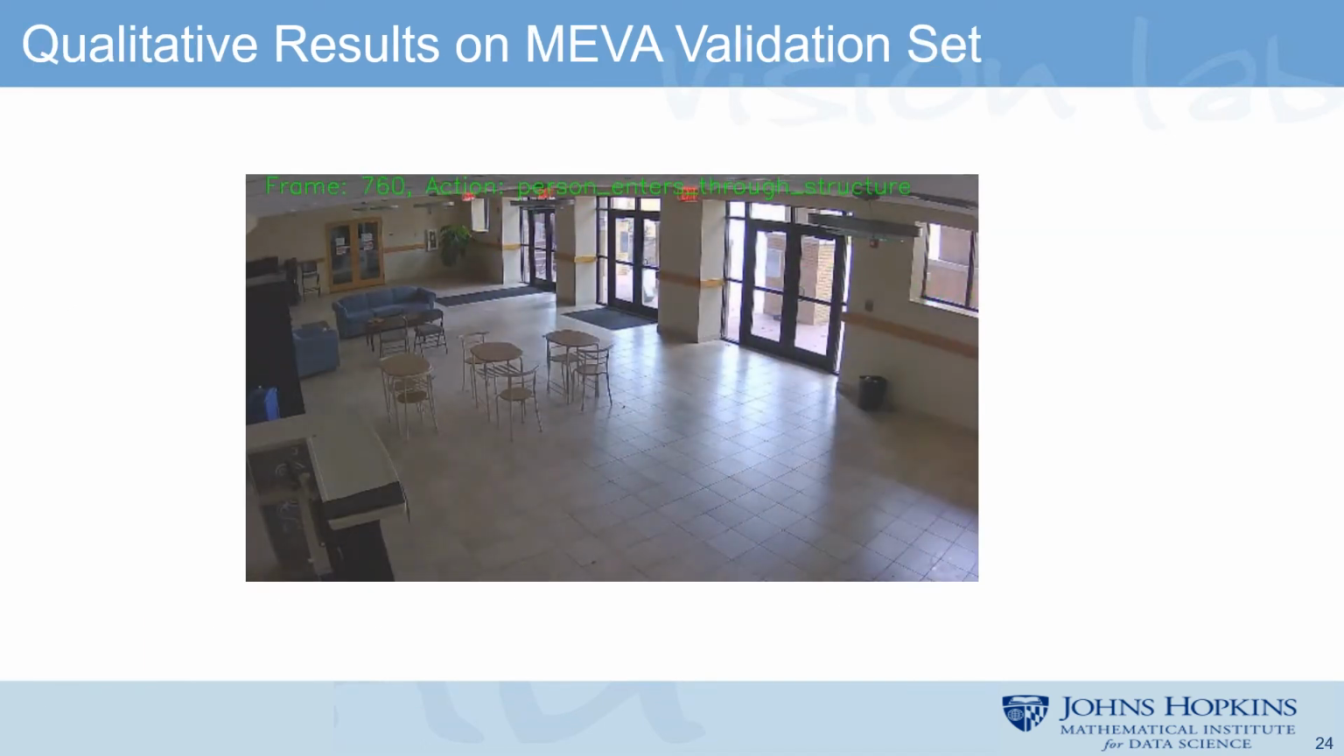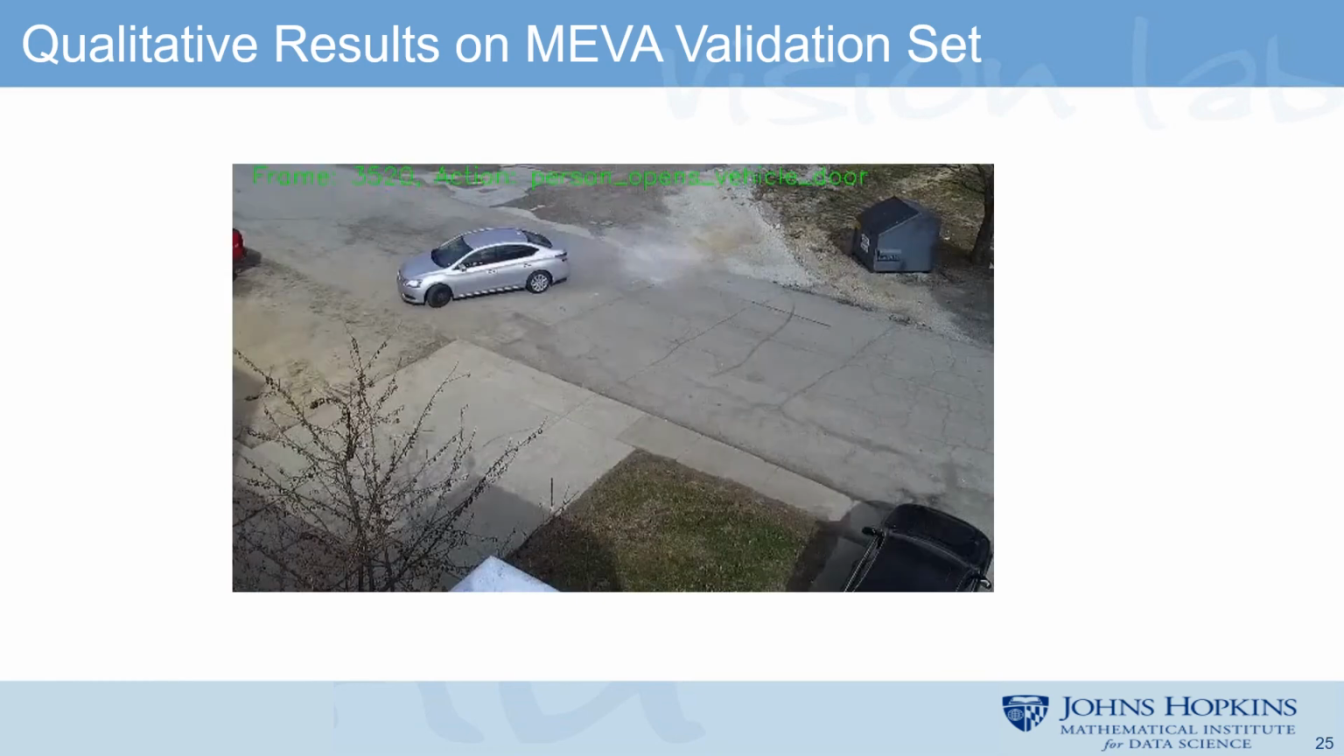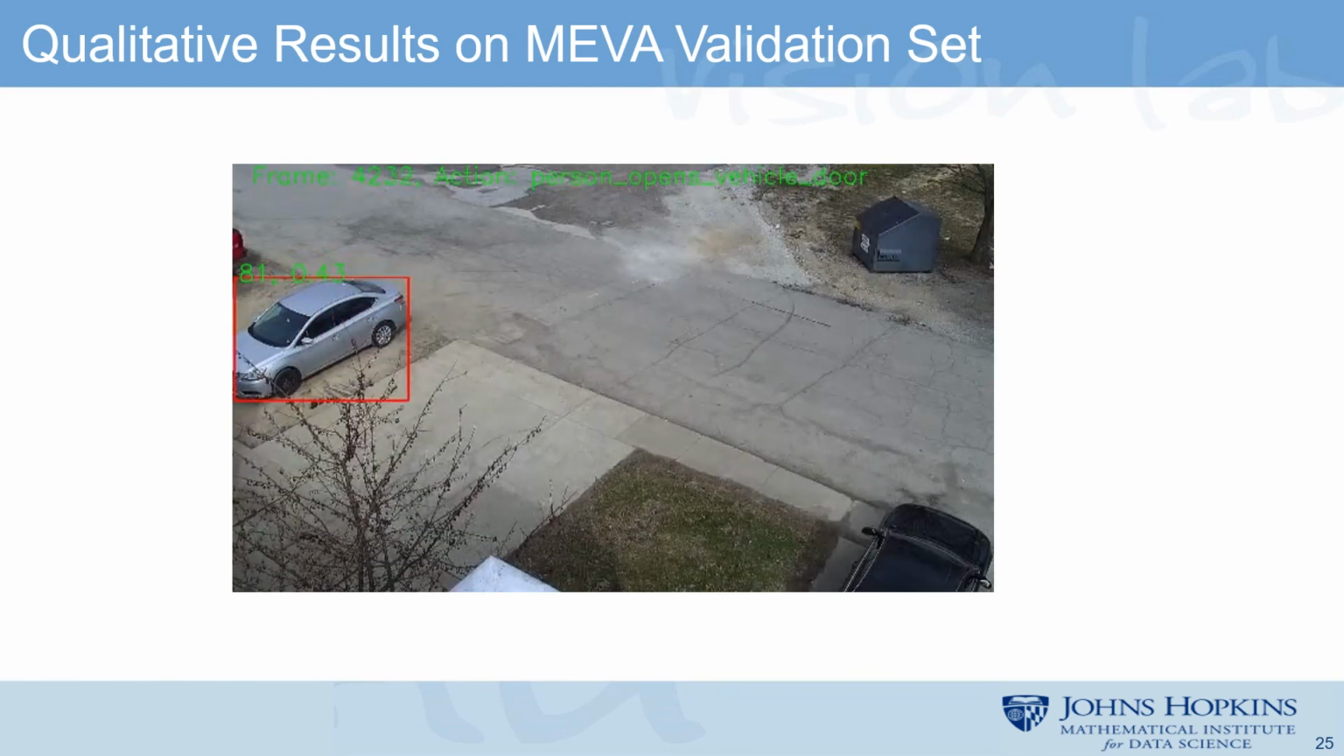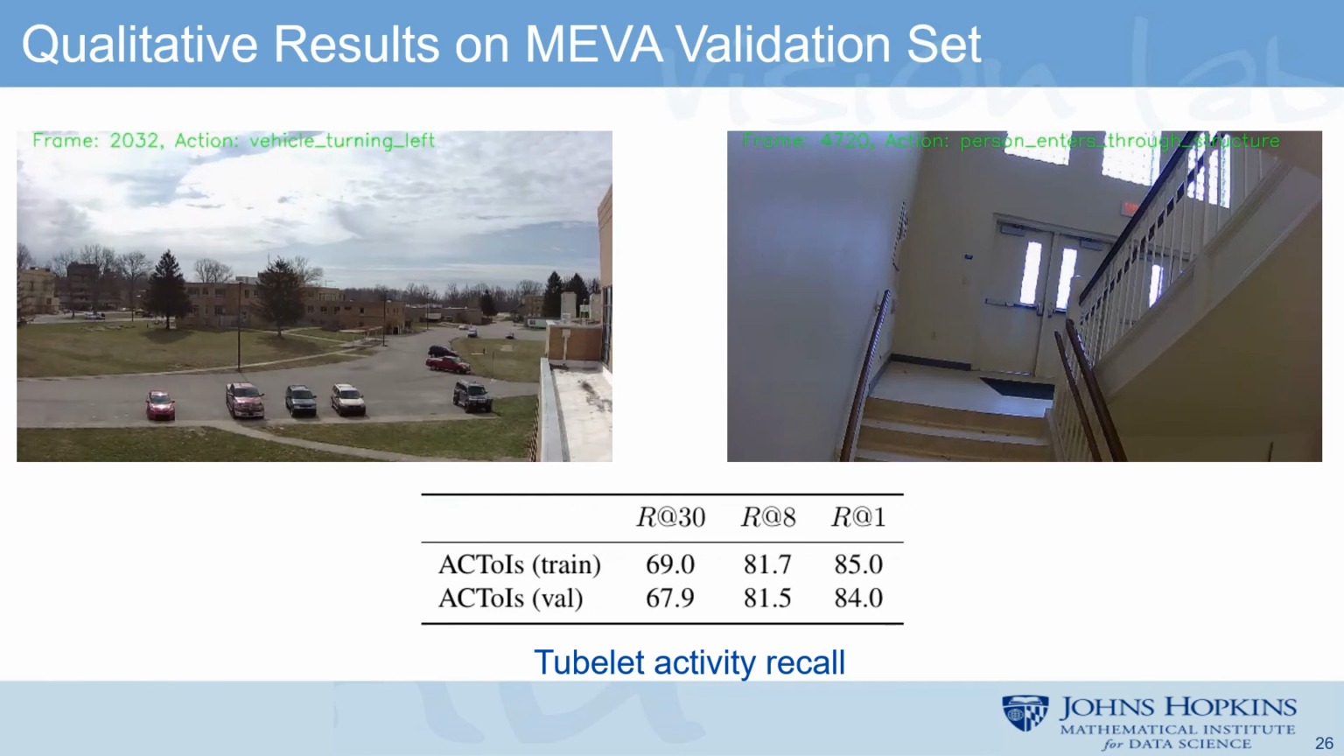Qualitative results on the MEVA internal validation set show how our model can detect activities on an actor level in indoor scenes. False positives tend to have smaller scores. In this example, we see detections of the activity person enters through structure. In this example, we see detections for the activity person opens vehicle door in an outdoor scene. Our system can also detect activities both in the foreground and the background. However, occlusions and crowded scenes can result in missed actor detections, and thus missed activity detections.